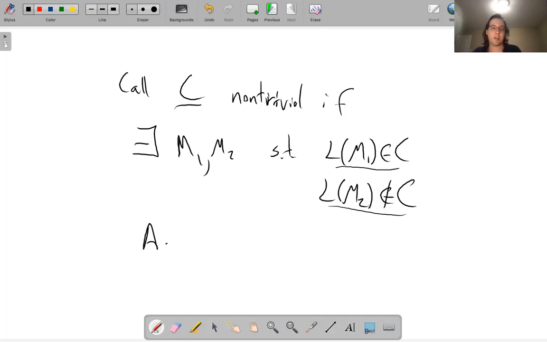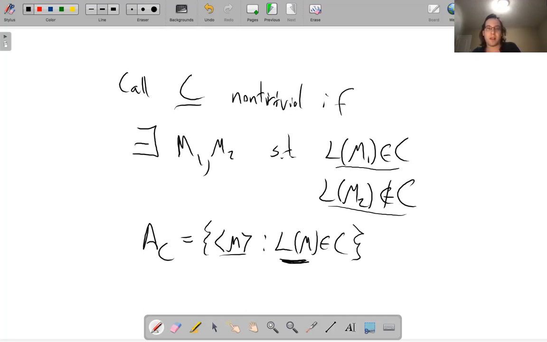Okay, so then AC, which again was this language of descriptions of Turing machines such that L of M is in C, is now a non-trivial language, in that given an input M, to know if it's in AC, you need to actually think about what L of M is. For some L of M the answer will be yes, and for others no, because you have to figure out what M is doing, what the language of M is. You have to figure that out at least a little bit. It's not completely trivial, this question. Okay, so that's the notion of non-trivial.